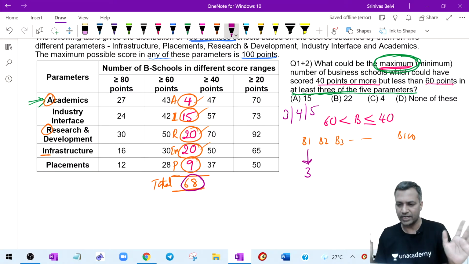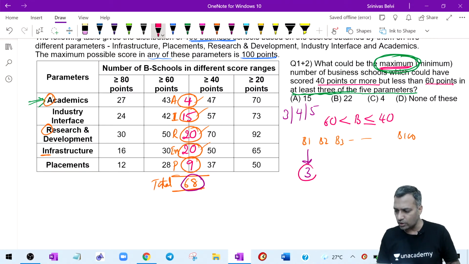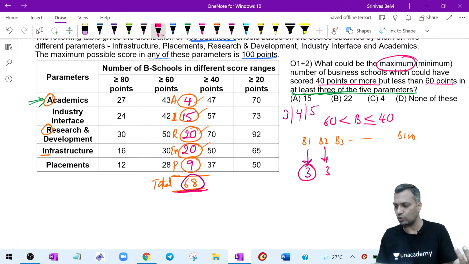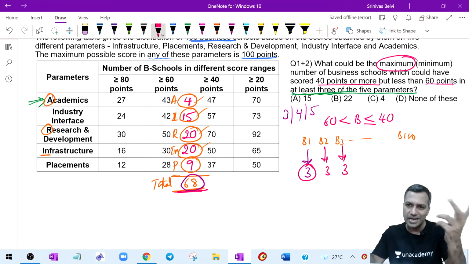You have to qualify, right? So why are you greedy? Take three tokens and qualify. Why are you giving only three? Why not five? Because you have only 68 tokens and you need to maximize the number of B schools. Then give the minimum possible number of tokens to everyone, but yet they should qualify. Go to the second B school, give them three tokens. Go to the third B school, give a combination of three tokens.